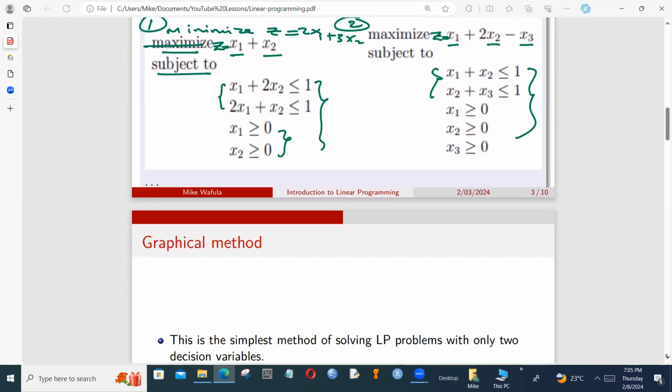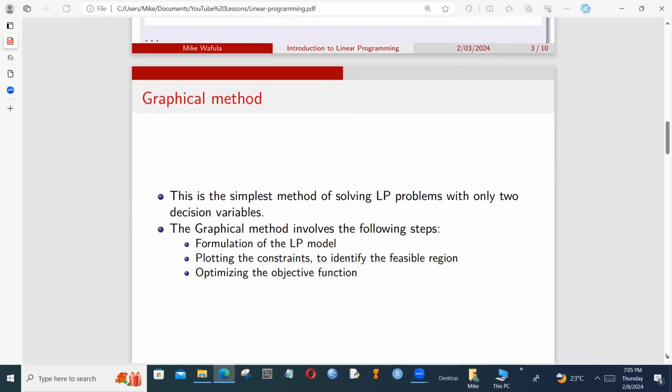Now, once we know how to formulate a linear programming model, or once we have a linear programming model that has been formulated like the one above, the next stage we always move to is solving that linear programming model. And in this video, we are looking at the graphical method. And the graphical method is only limited to solving linear programming models with only two decision variables.